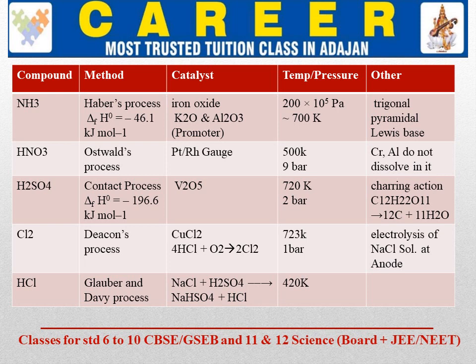Chlorine can be produced by the Deacon process. Here cuprous chloride plus 4 moles of HCl plus O2 gives chlorine gas. This reaction takes place at 723 Kelvin and 1 bar pressure. On electrolysis of NaCl, we can obtain chlorine at the anode. HCl is produced by the Glauber and Davy process. NaCl reacts with sulfuric acid giving sodium bisulfate and HCl. This reaction is carried out at 420 Kelvin temperature. A definite question will come from this table in your upcoming board exam.